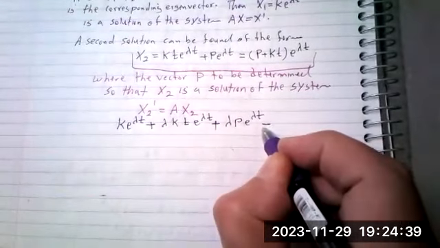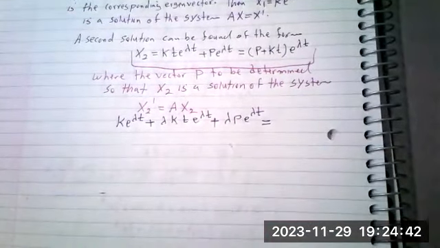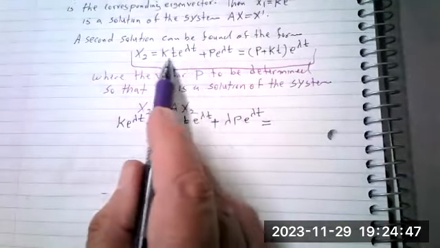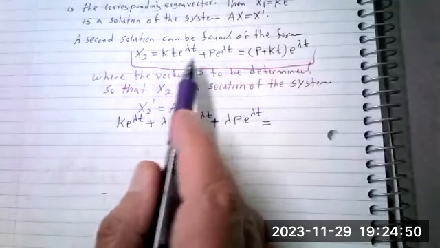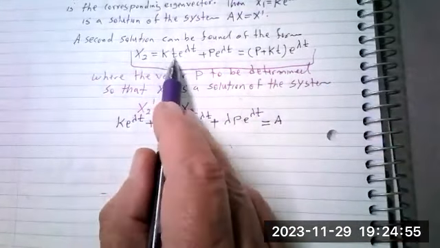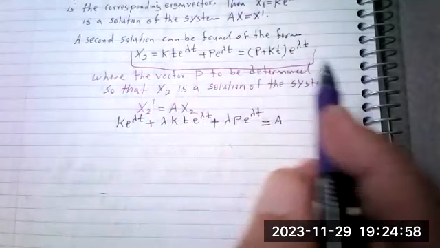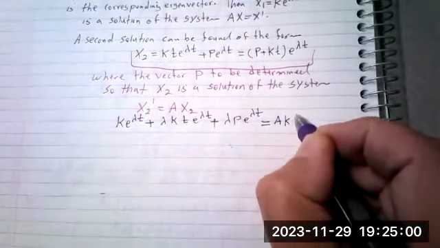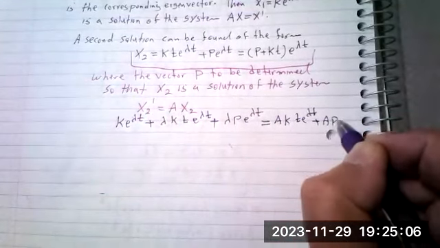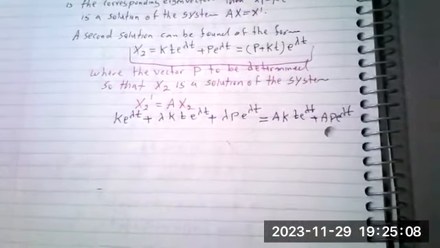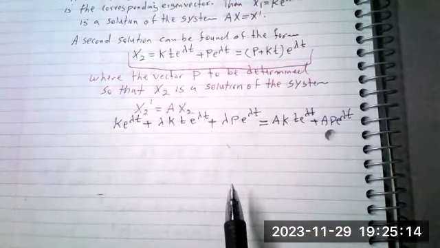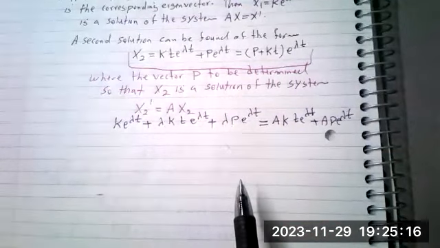But you want it to be equal to A times x2. So what's going to be A times x2? Multiply the A by the x2. It's going to be A k t e to the lambda t plus A p e to the lambda t. Okay, it's all algebra. Let's see if you can get anything out of it. Move everything to one side and try to simplify it.